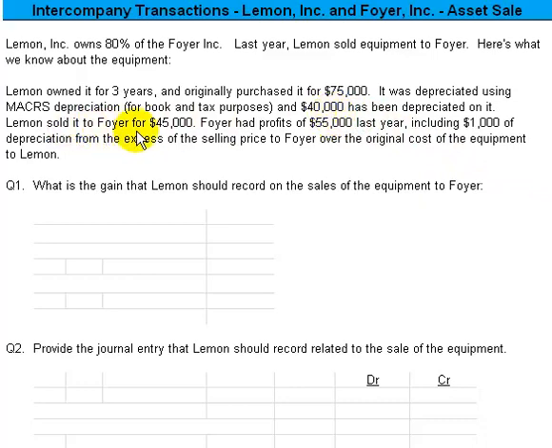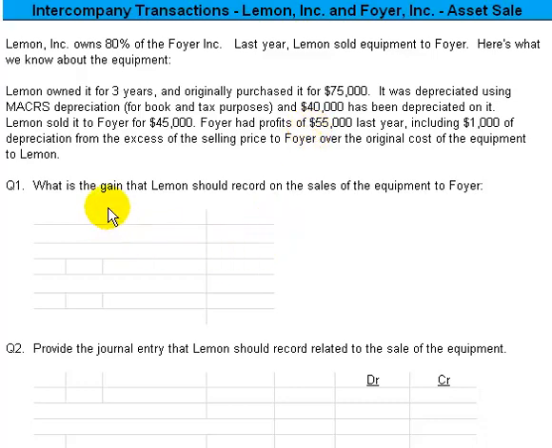Okay. Lemon sold it to Foyer for $45,000, and we assume this took place in the last year. Foyer had profits of $55,000, including $1,000 of depreciation from the excess of the selling price to Foyer over the original cost of the equipment to Lemon. So in other words, the $55,000 also included $1,000 of what I'll call excess depreciation, because if these parties are related, then that excess amount of depreciation needs to be eliminated. We need to show on a consolidated basis the equipment at cost.